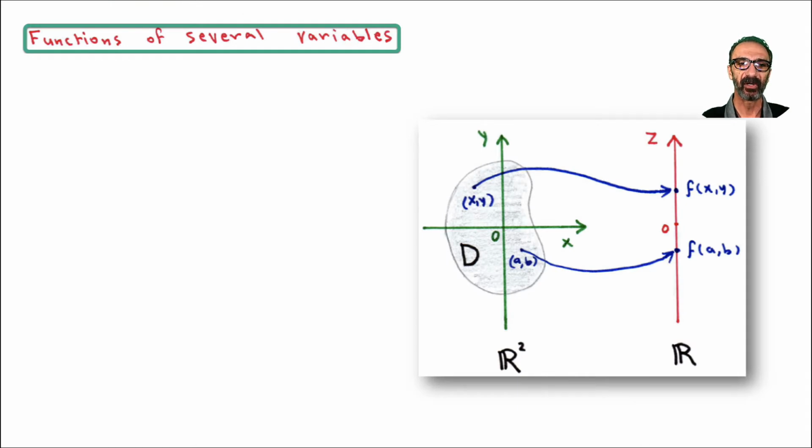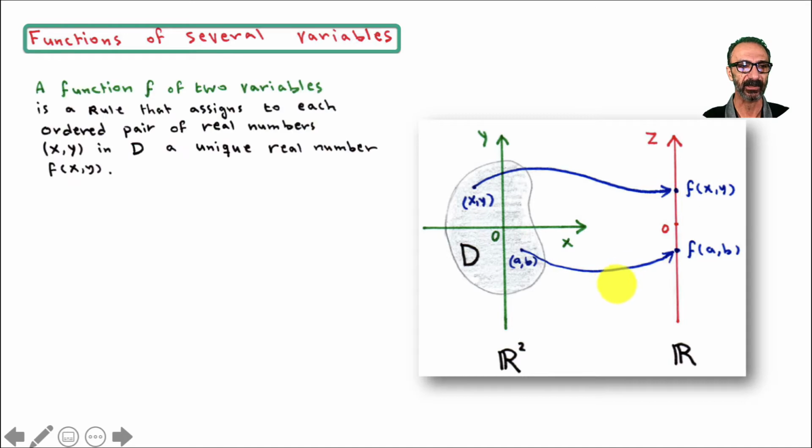Functions of several variables. As you can see, we have a domain here, D, and we have a range. The domain is going to be R squared, the xy plane, and the range will take you up to the z values. (a, b) will take you to f(a, b), and (x, y) will take you to f(x, y), and that will be up on the z-axis. Of course, it could be down, but that's what we have.